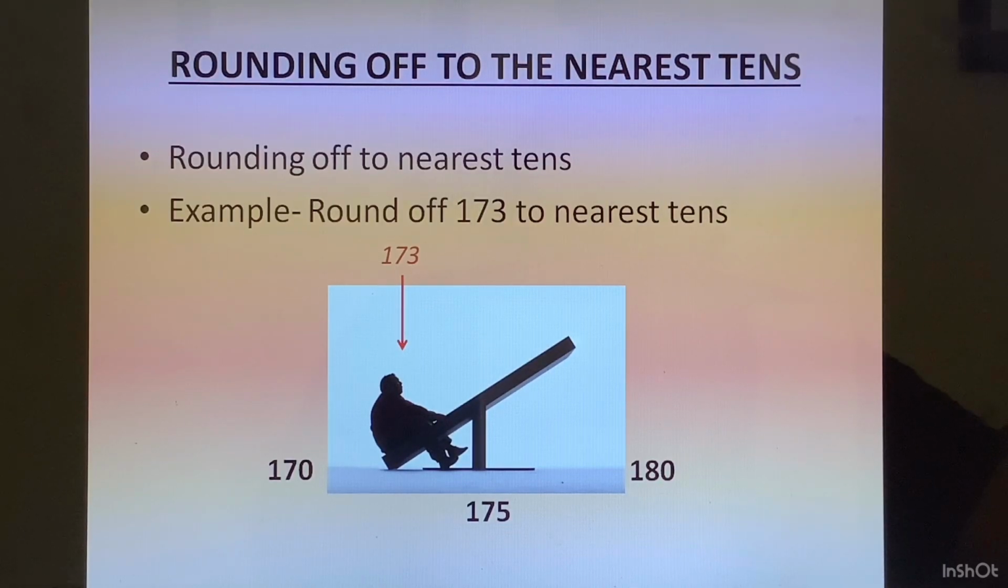Had it been any number on the right side, that is 175 or a number above 175, the man would have sat on the right side of the seesaw and he would have gone towards 180. All this was done to help you understand the concept behind rounding off.